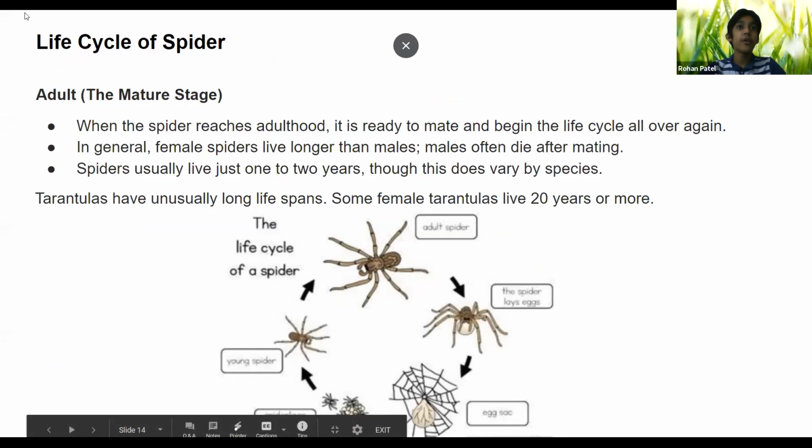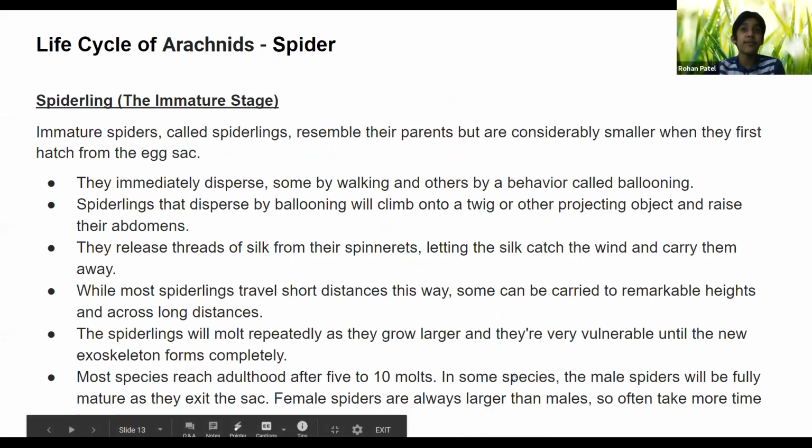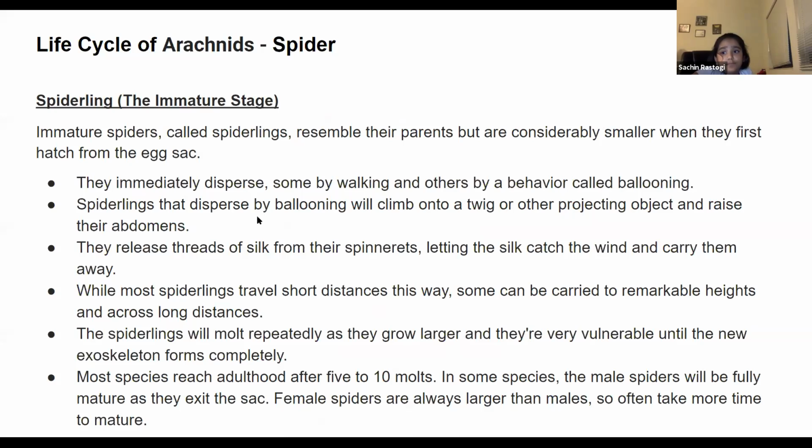So the adult is the mature stage. That's when they are ready to mate. That's when they're ready to begin the life cycle again. But the immature stage is when they... so as kids, we are in the immature stage, and if we were all spiders, our parents are all in the mature stage. Okay, good question. Good question. Okay, Akshat, what's your question?